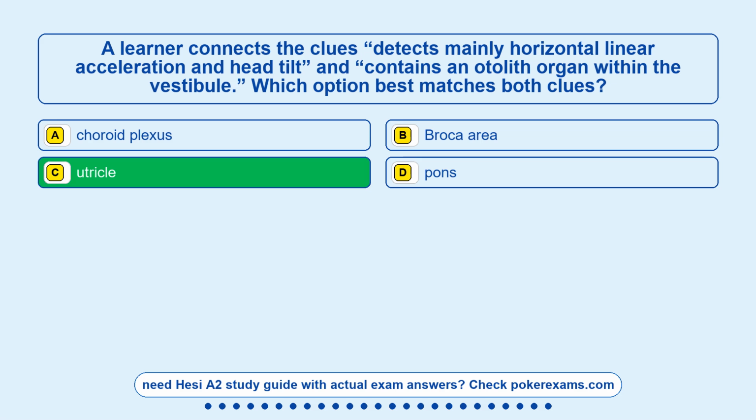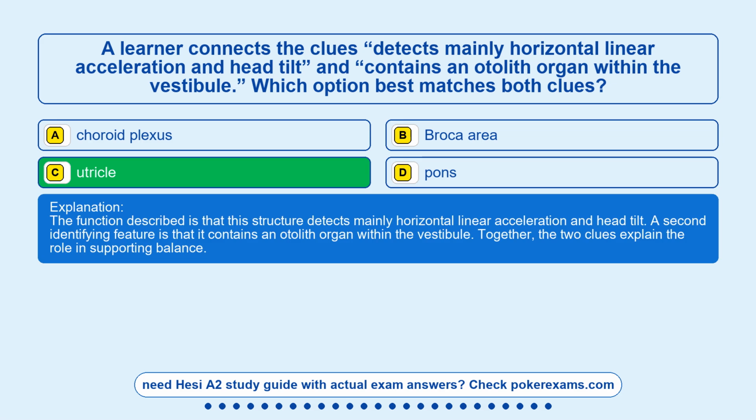The correct answer is option C, utricle. The function described is that this structure detects mainly horizontal linear acceleration and head tilt. A second identifying feature is that it contains an otolith organ within the vestibule. Together, the two clues explain the role in supporting balance.